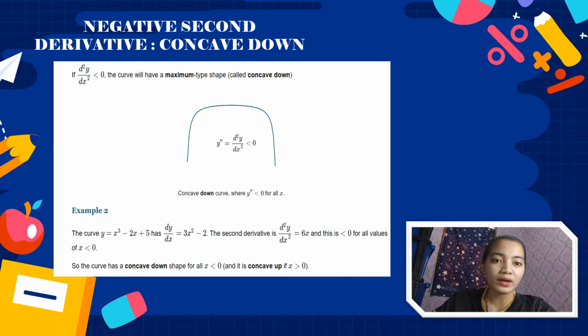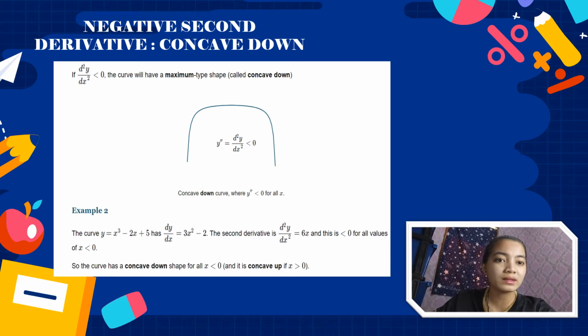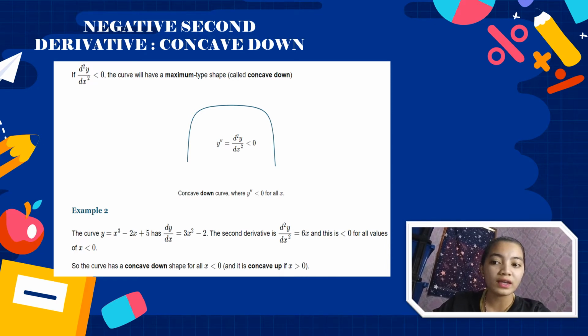Second derivative, concave down. If d square y over dx square smaller than 0, the curve will have a maximum type shape called concave down. Concave down curve where y smaller than 0 for all x.